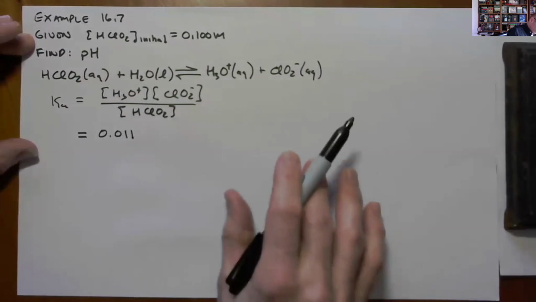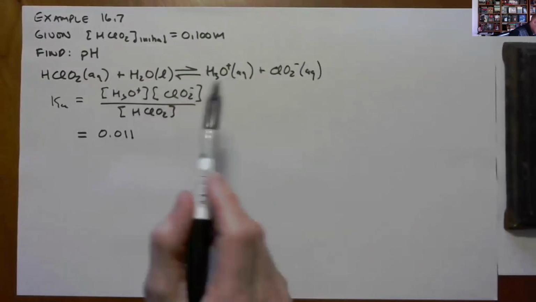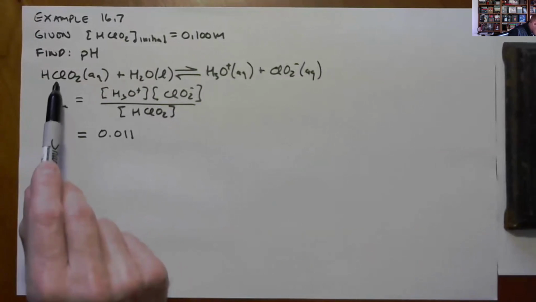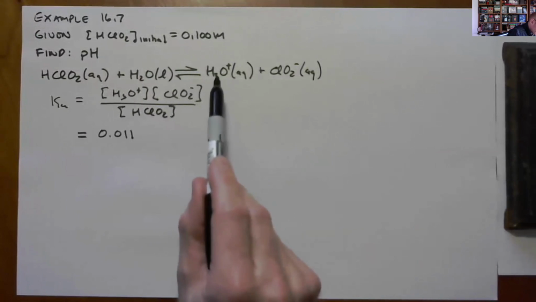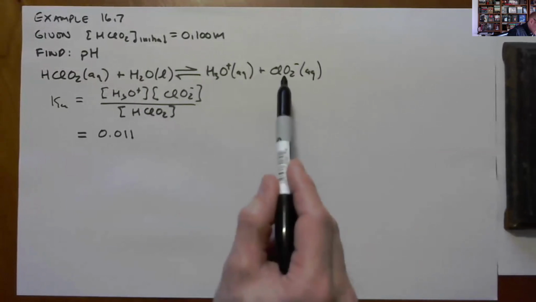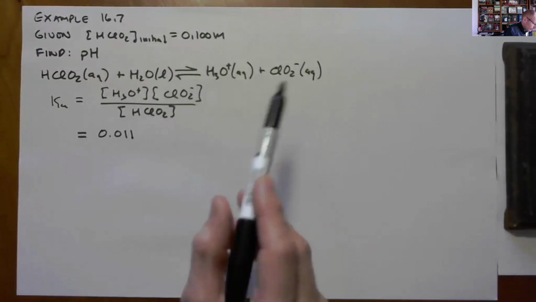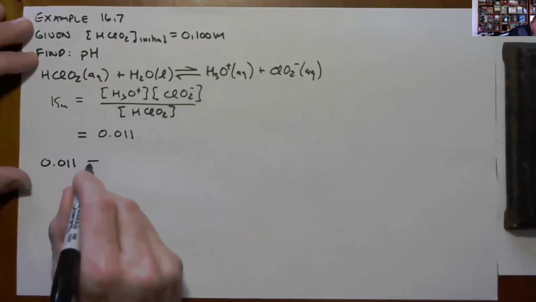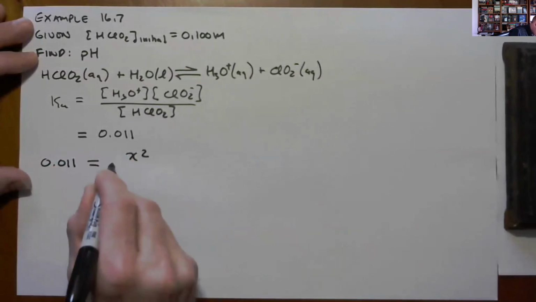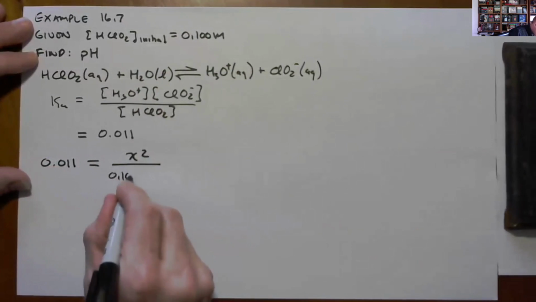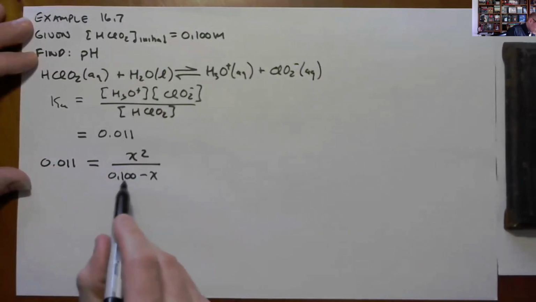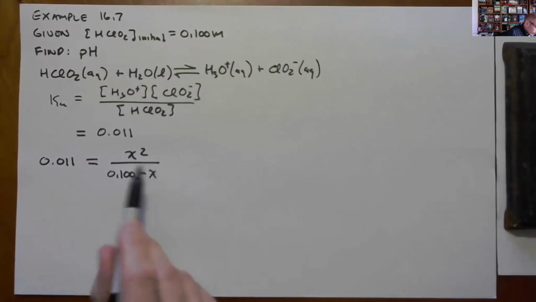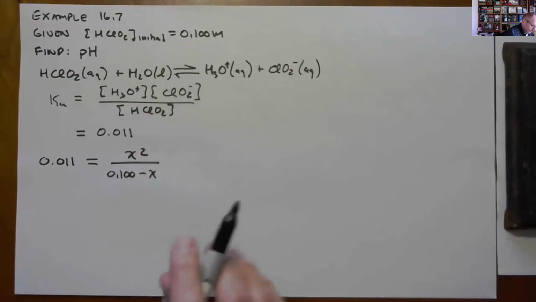So if we set up an ice table, I'm just going to skip that, but we'll think about what an ice table will generate. For every X moles of chlorous acid that ionizes, we generate X moles of hydronium and X moles of chloride. So the system we're going to be solving for in terms of the X variable is going to be this one, 0.100 minus X. So 0.100 minus X is our equilibrium concentration of chlorous acid.